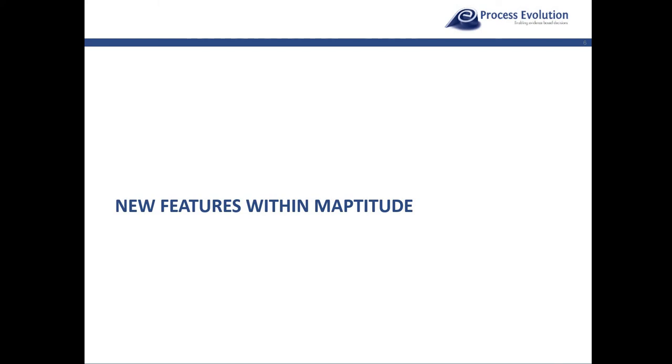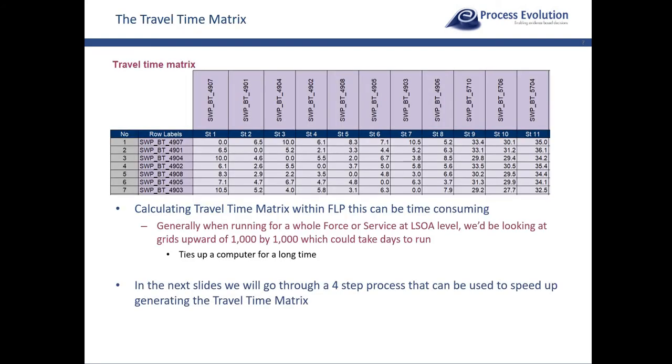In this session what we're going to look at is travel time matrix and building that within Maptitude rather than within Facility Location Planner. A couple of reasons why we might want to do this, very much around speed. For those of you who are familiar with the travel time matrix within Facility Location Planner, it takes the areas and bases and calculates the time taken between each of those.